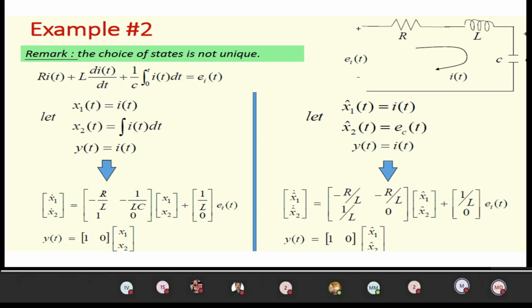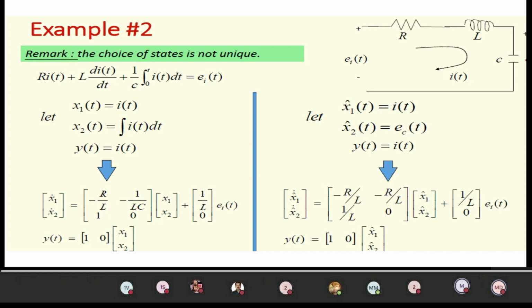Here the output equation, if the voltage source is given, is the current through the circuit. Therefore, y of t is equal to i of t. Now from this equation you can obtain x1 dot and x2 dot. So x1 dot you can determine: L into x1 dot is equal to e of t minus 1 divided by C into the integral of i, and minus R into i.